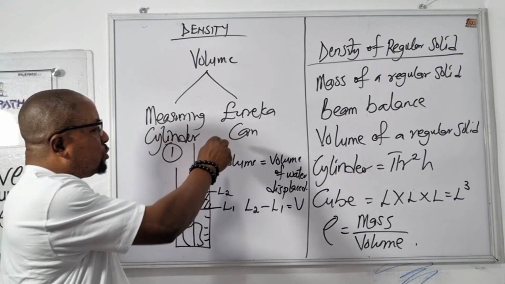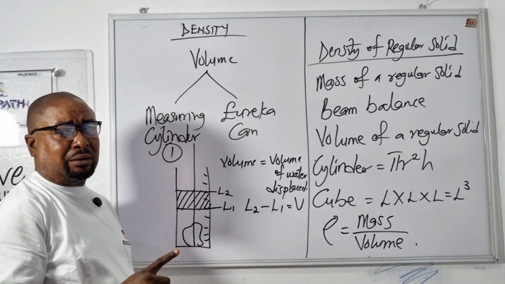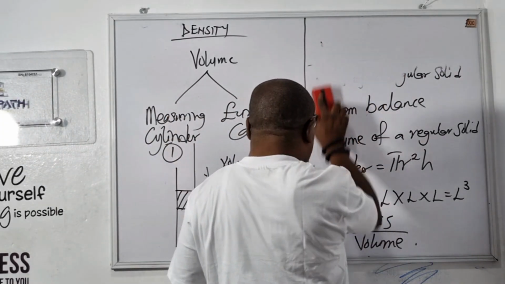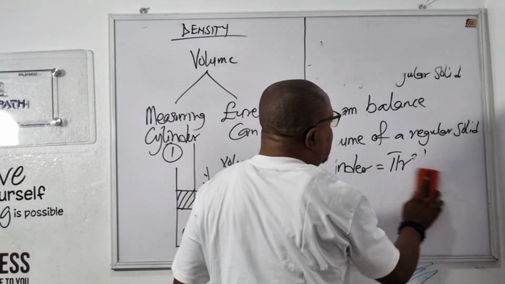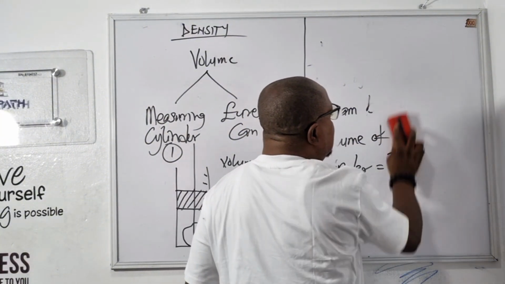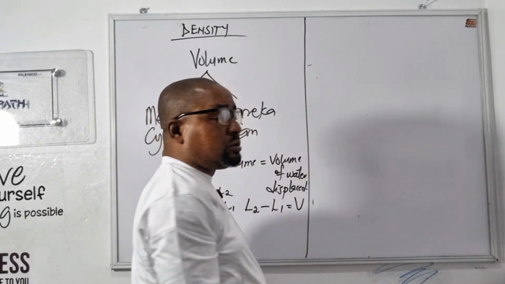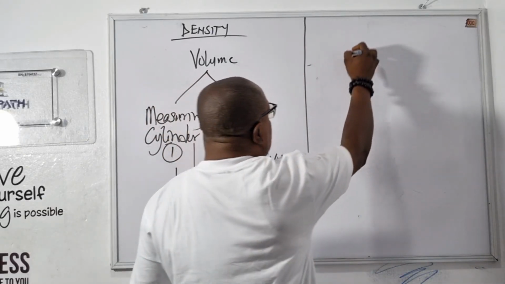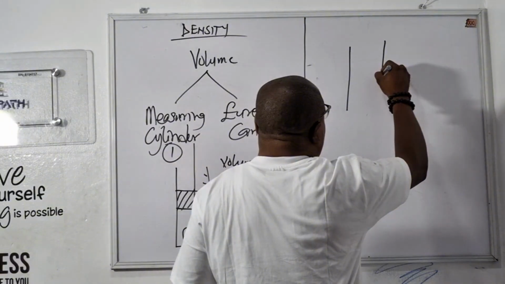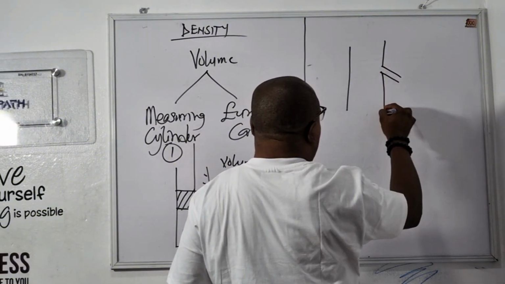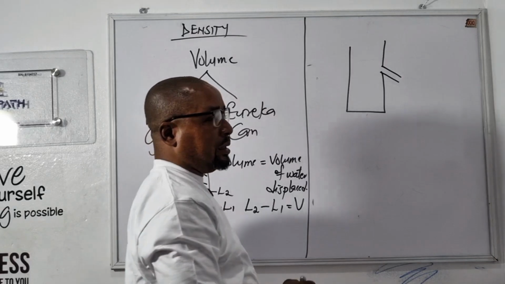Now, let's quickly go to the second one, which is the Eureka can, the use of the Eureka can. The Eureka can is a special can. Like I always tell my students, it looks like a kettle. It's not a kettle, but it looks like a kettle because it's in a very funny shape. This is how it looks.